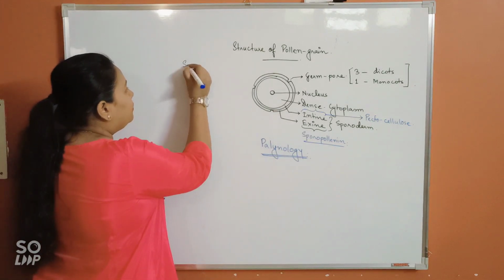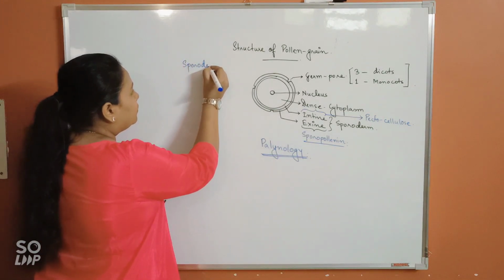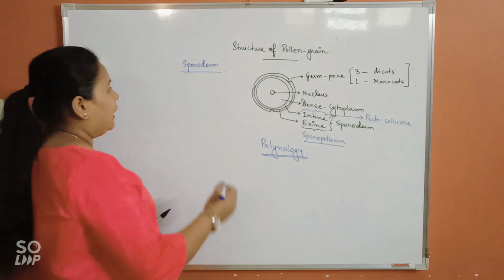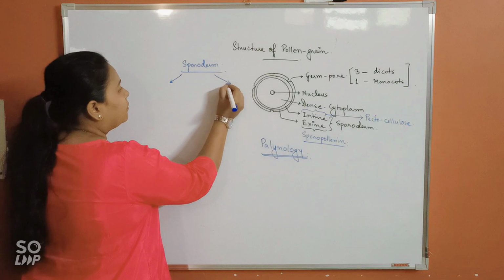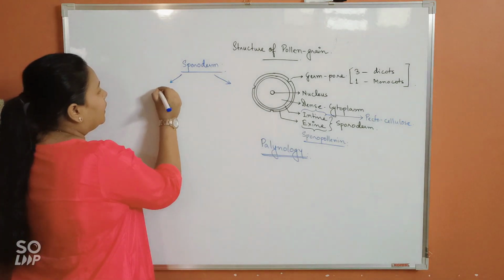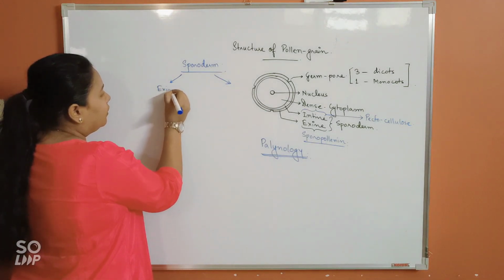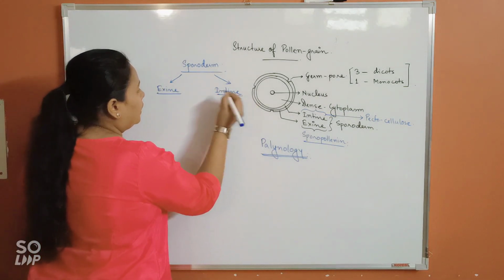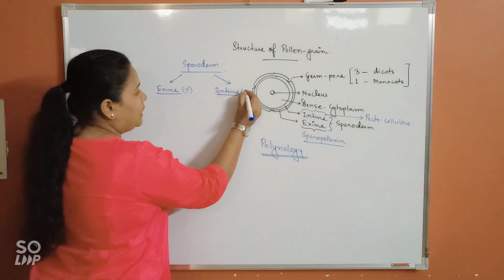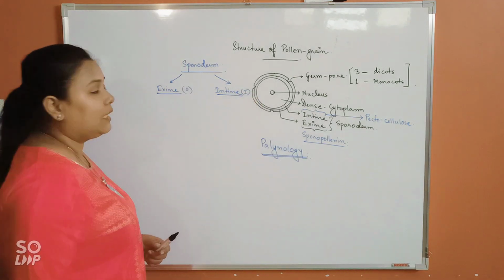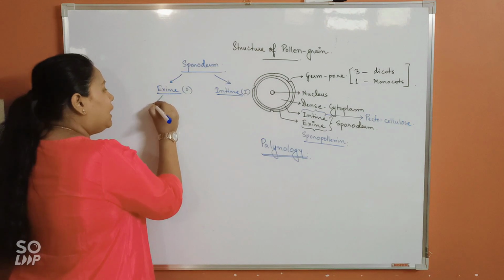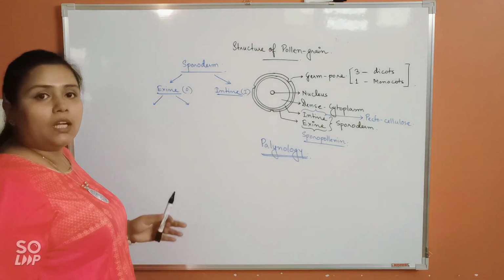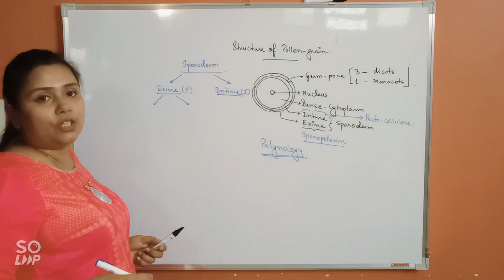Now, the sporoderm consists of mainly 2 layers, that is exine and intine. This is the outer layer, this is the inner layer. Now, if you look at the exine properly, you will find that exine itself is not a single layer. It can again be divided into 3 layers.